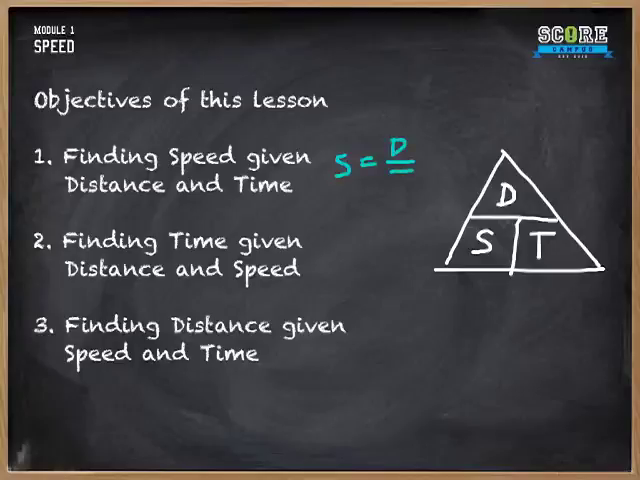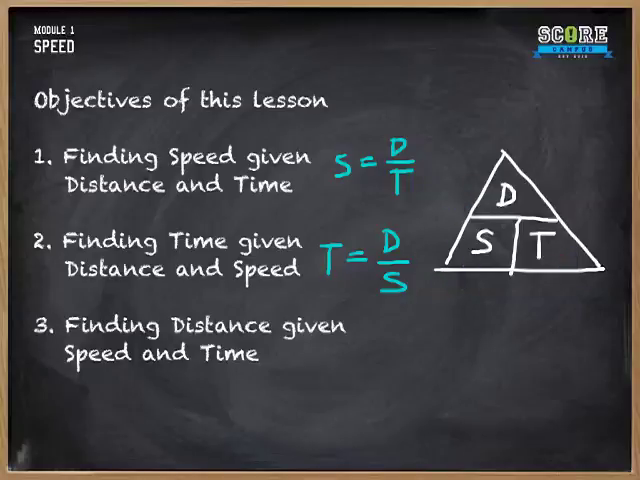Objective number 1, finding speed given distance over time. So what is the formula for speed again? Look at the triangle. When you look at S, or even when you cover S, what happens? You look at D over T, right? So when you isolate S, you see D over T. The next one is finding time given distance and speed. So time equals distance over S. So once again, going back to the DST triangle, when you're isolating T, what do you see? You see distance over speed.